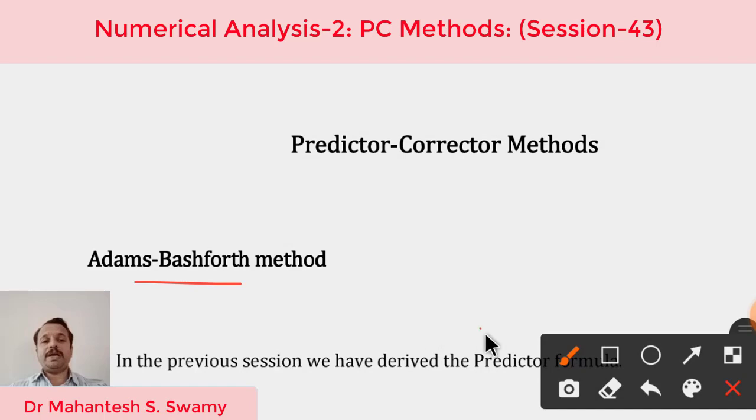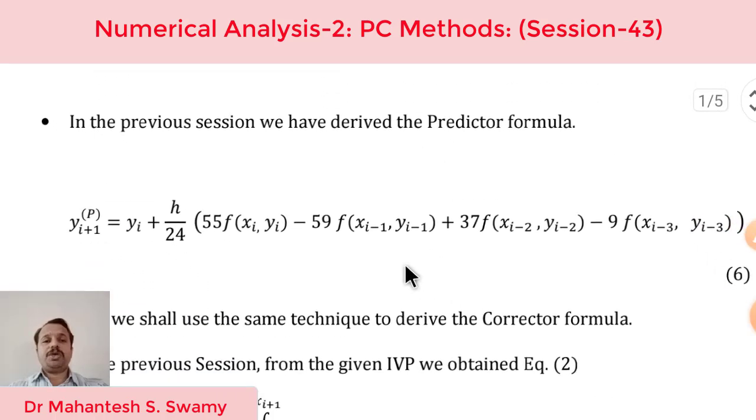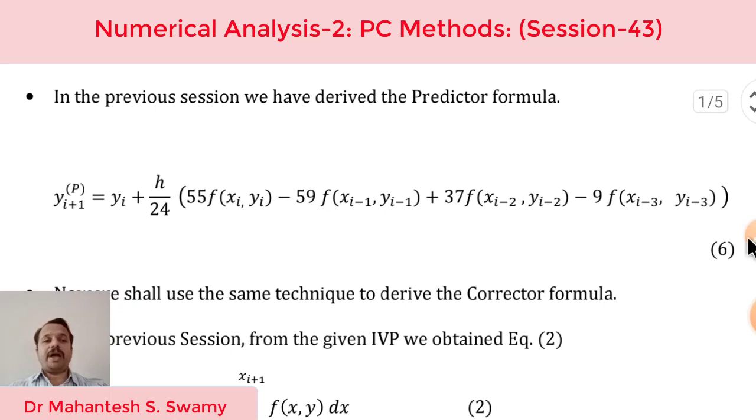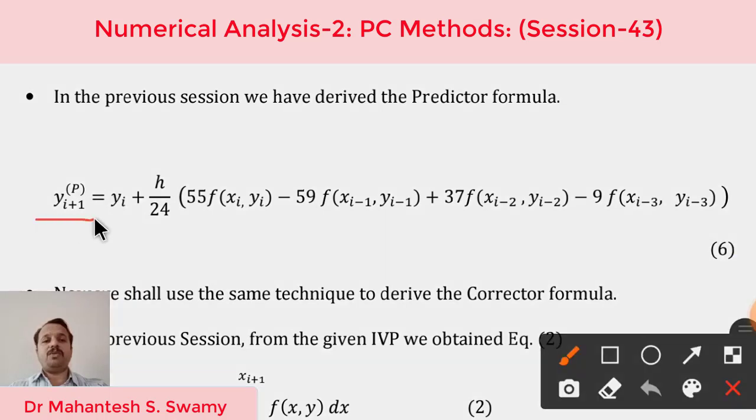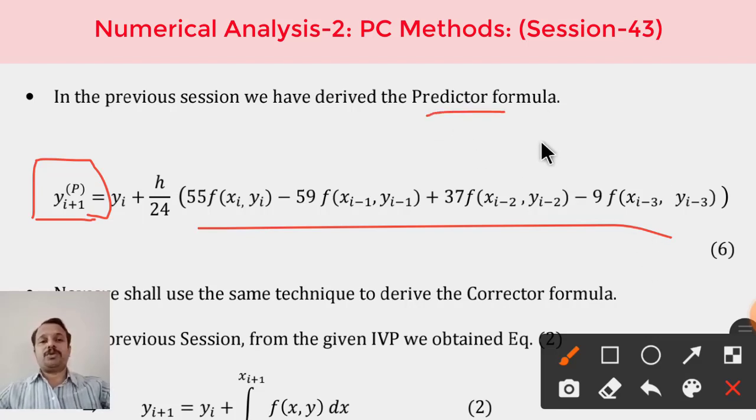So what was the predictor formula of the Adams-Bashforth method? That we have derived very systematically in detail. So here is the predictor formula, and we usually take that predicted value of y at xi plus 1, that is yi plus 1, as yi plus 1 with superscript p, and this was the thing which we derived at the end of our previous session. You can revisit that session and have a better explanation regarding the derivation of this particular formula, that is the predictor formula of the Adams-Bashforth method.